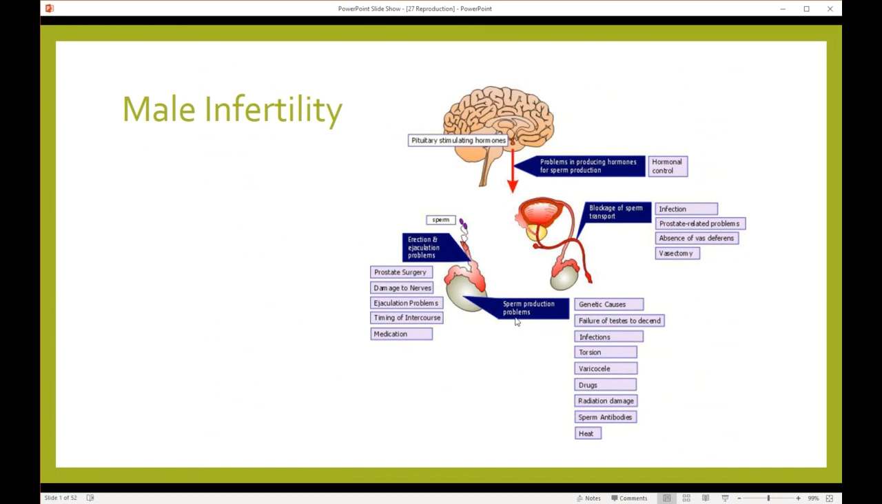There can be sperm production causes, so failure of the testes to descend, any infections, torsions, which is a twisting motion, varicocele, which is inflammation of the veins, drugs, radiation damage, sperm antibodies, and even excessive heat. And then ejaculation and erection problems can be caused by damage to nerves, timing of intercourse, and even medication.